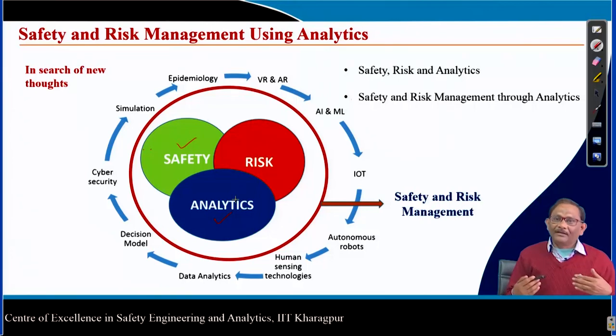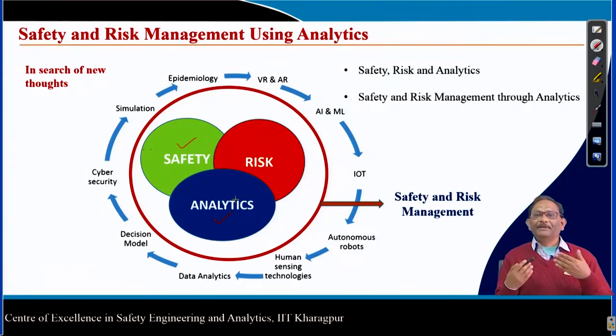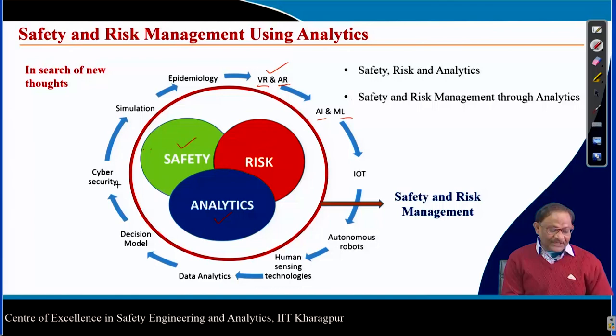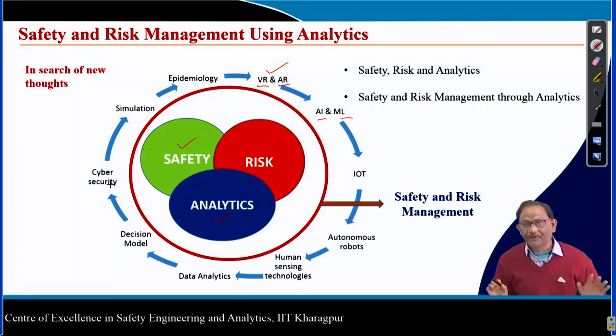So, how can we understand safety and risk, and bring analytics into safety and risk management system design, development and implementation, including performance evaluation and monitoring of the same. And then you see that at the outer periphery of this diagram, we have listed many tools and technologies related to Industry 4.0 and Society 5.0, like virtual reality, augmented reality, artificial intelligence, machine learning, internet of things, autonomous robots, human sensing technologies, data analytics, decision models, cyber security, simulation, epidemiology, to name a few.